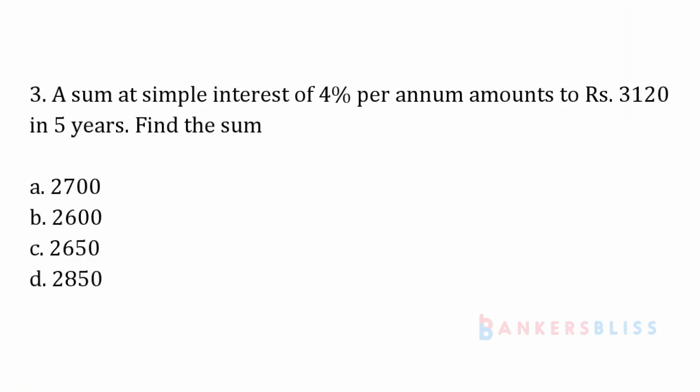Next, come to problem number 3. A sum at simple interest of 4% per annum amounts to rupees 3120 in 5 years. Find the sum. It is nothing but we have to calculate the principal amount. So, the rate of percent is 4 and the total amount is 3120 in 5 years. So, they have given the total amount. The total amount is equal to principal amount plus simple interest. We have to calculate the principal amount.